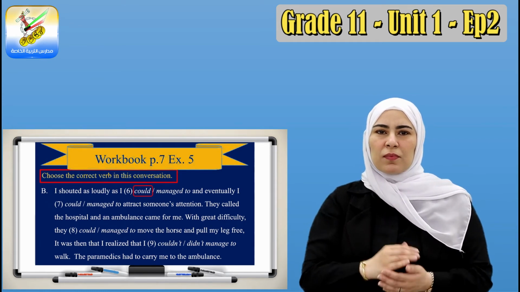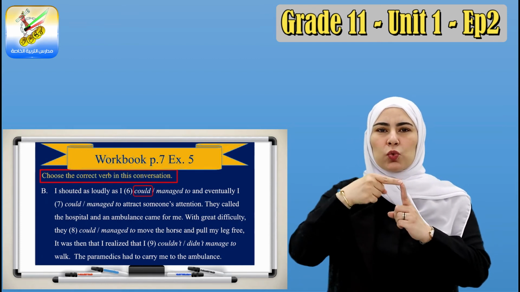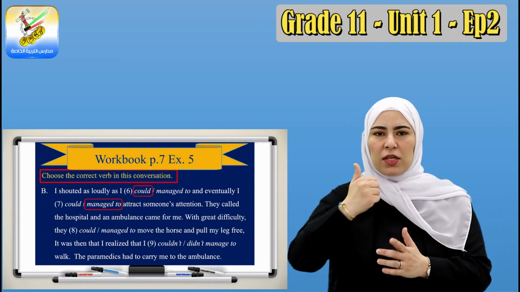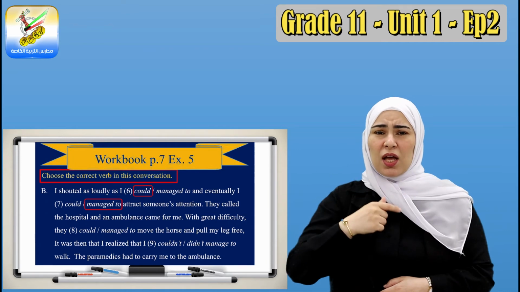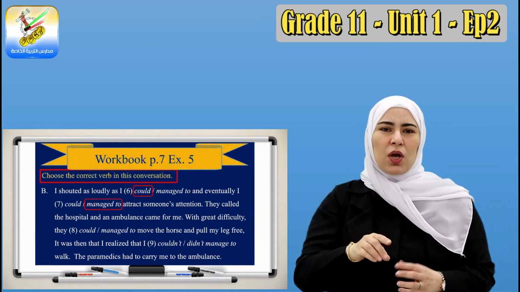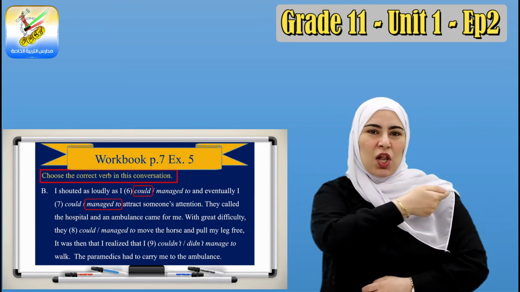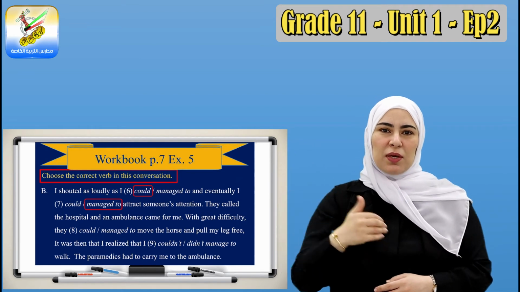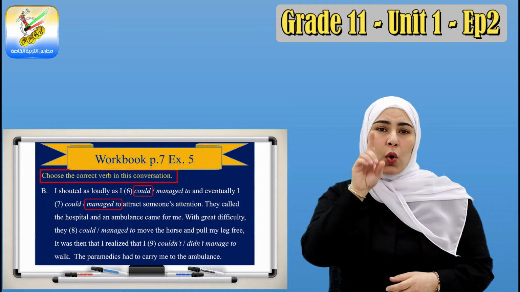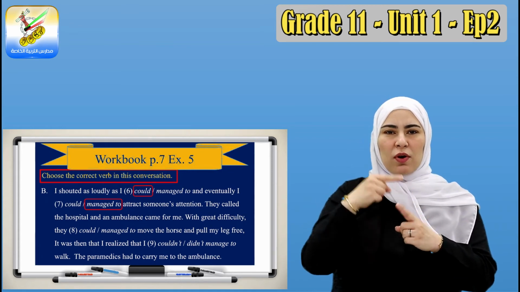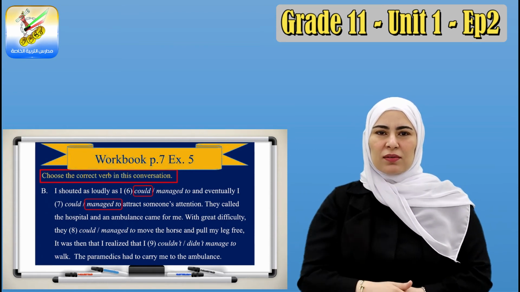How about the second one? I could or managed to attract someone's attention, and the correct answer is managed to. I'll read it again. I shouted as loudly as I could, and eventually I managed to attract someone's attention. They called the hospital and an ambulance came for me. With great difficulty, they could or managed to move the horse and pull my leg free. Can you guess the correct answer here? The correct answer is managed to.